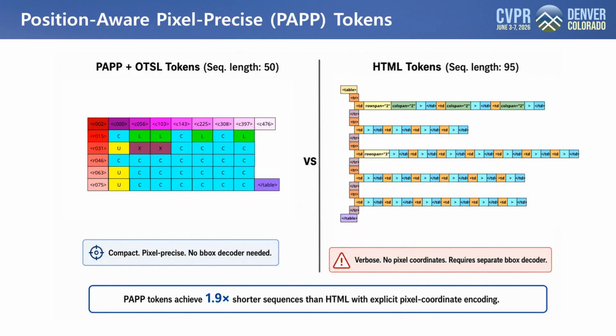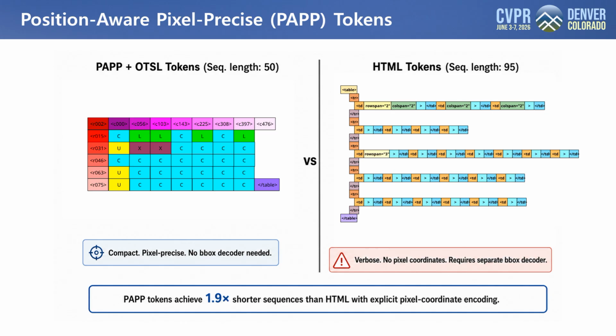A core innovation in PIX-TAB is our compact table representation. Rather than predicting bounding boxes with a separate decoder head at inference time, we encode spatial information directly into the token sequence itself. We introduce row start tokens, which encode the vertical pixel coordinate of each horizontal table line, and column boundary tokens, which encode the horizontal pixel coordinate of each vertical table line. These are mixed with just 4 structural OTSL tokens.